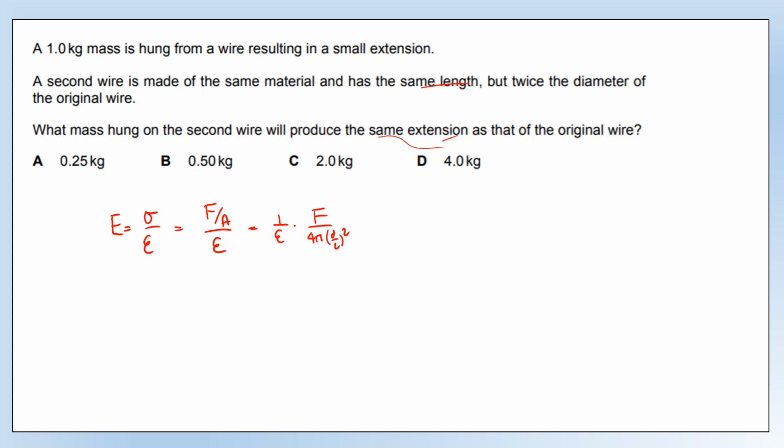So we need to make the force 4 times bigger. So to get 4 times the weight force, we're going to need 4 times the mass. So that's going to be option D.